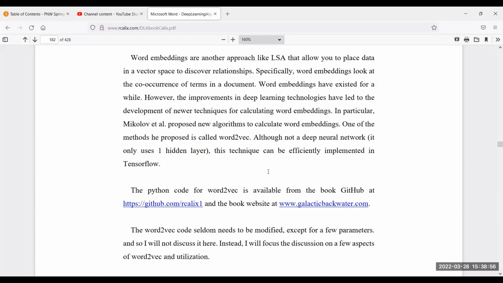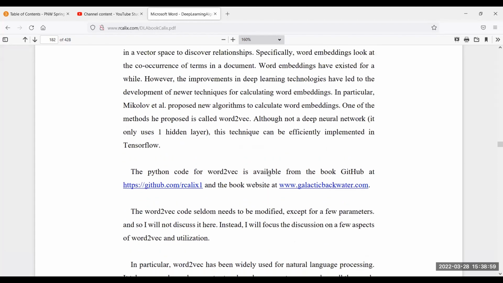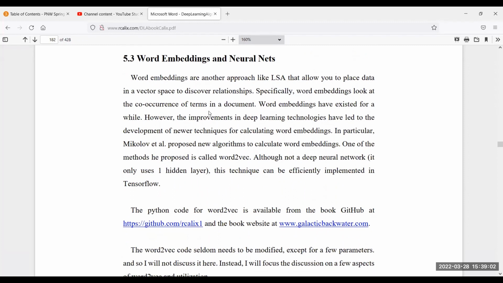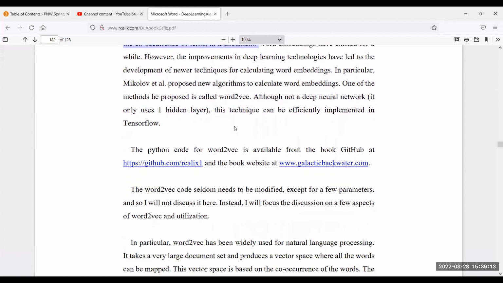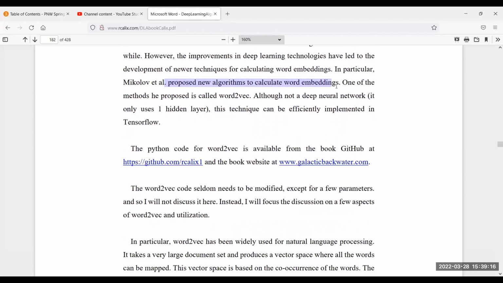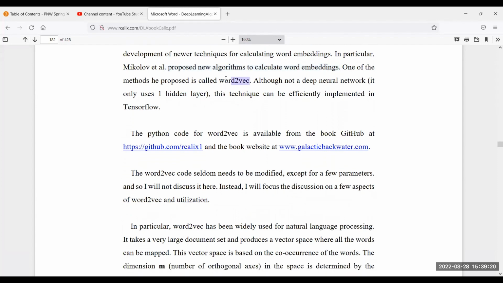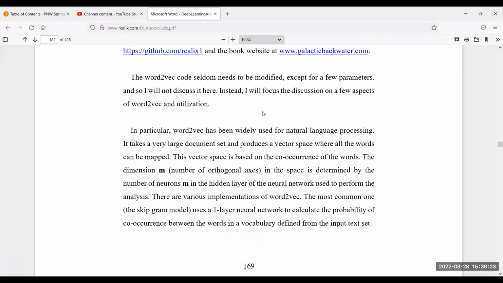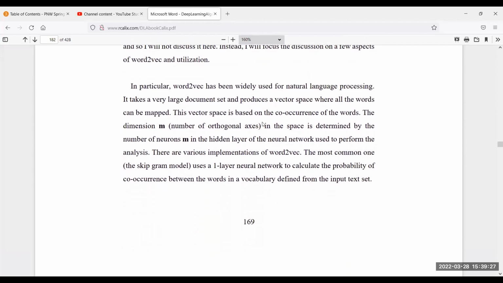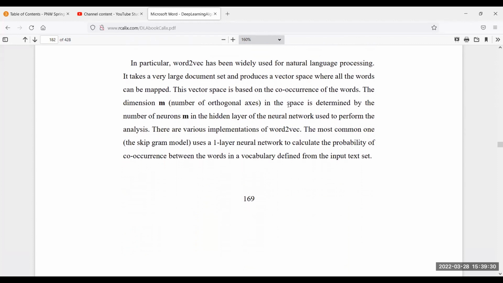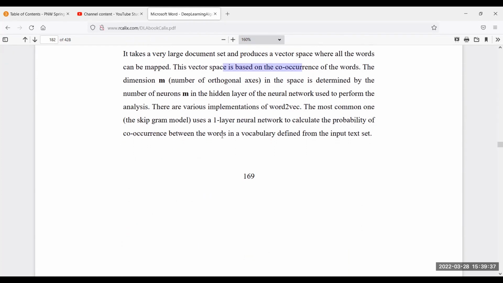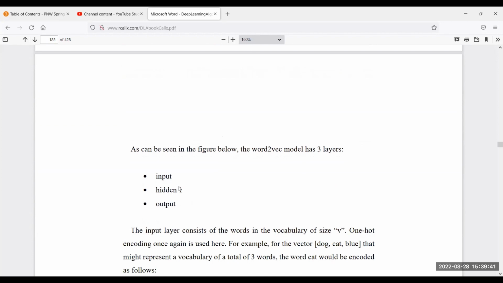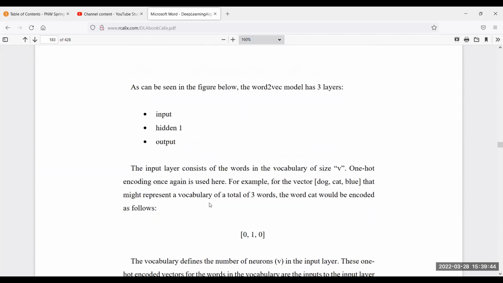If we look at word embeddings and neural nets, that's what I was talking about. Word embeddings look at the co-occurrence of terms in a document, but in a more simplistic way. Mikolov proposed new algorithms to calculate word embeddings, and one of the methods is Word2Vec. The vector space is based on the co-occurrence of the words. You specify a dimension. The architecture just includes an input layer, an output layer, and a hidden layer, so it's not even a deep neural network.